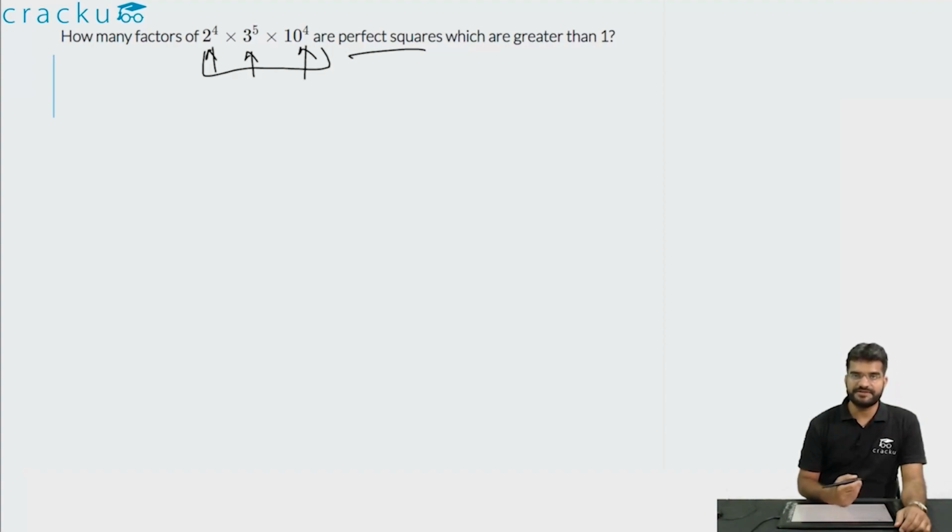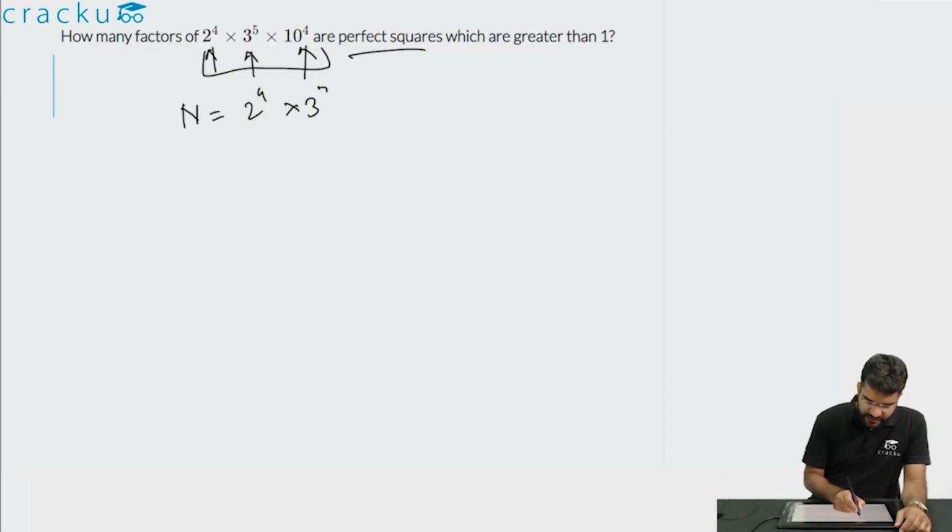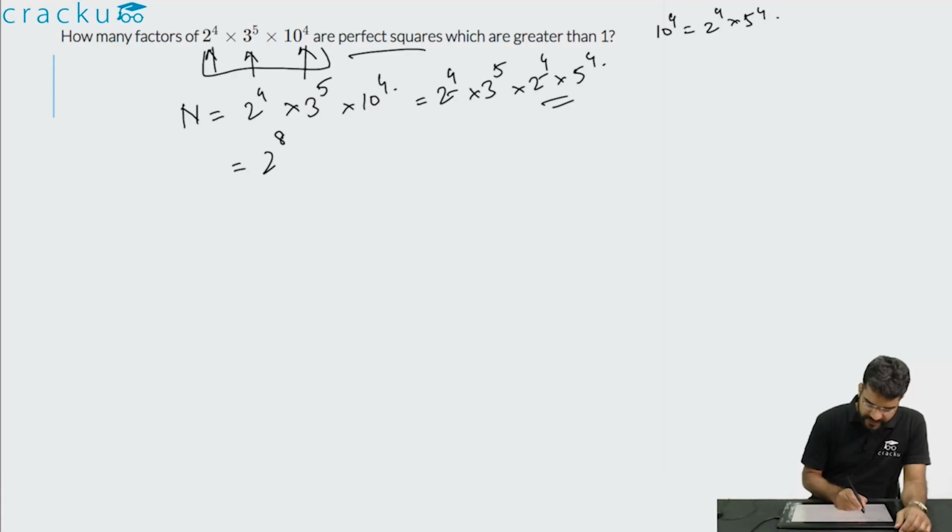So the first step should be to actually do the proper prime factorization of the given number. So suppose the given number n is equal to 2 to the power 4 into 3 to the power 5 into 10 to the power 4. We can simplify this as 2 to the power 4 into 3 to the power 5 into 2 to the power 4 into 5 to the power 4. That is because 10 to the power 4 is equal to 2 to the power 4 into 5 to the power 4. This can be simplified as 2 to the power 4 plus 4, that is equal to 2 to the power 8 into 3 to the power 5 into 5 to the power 4.